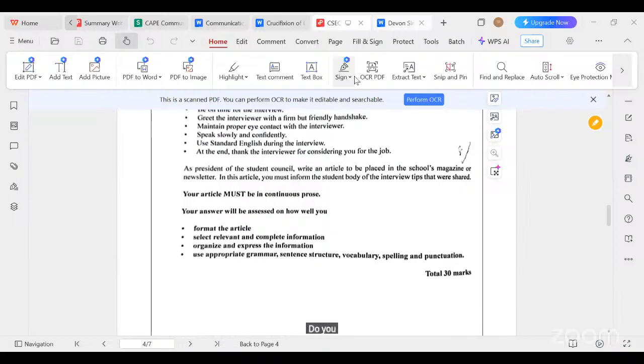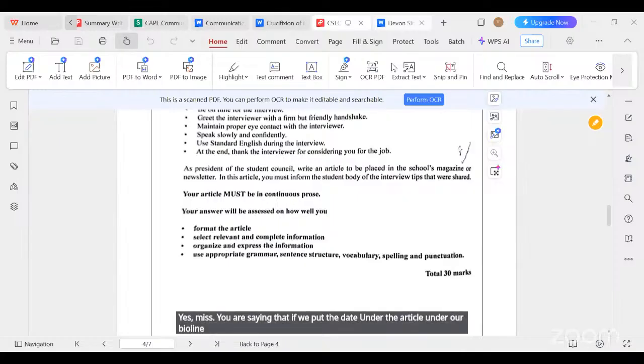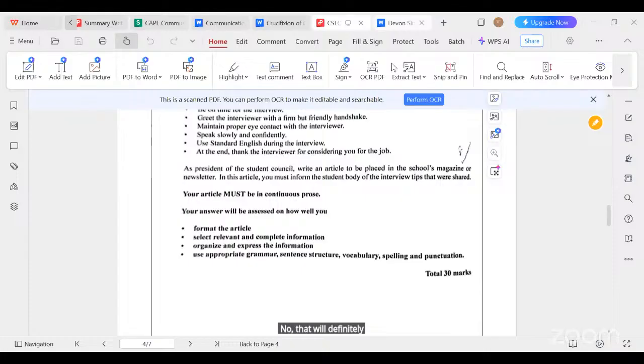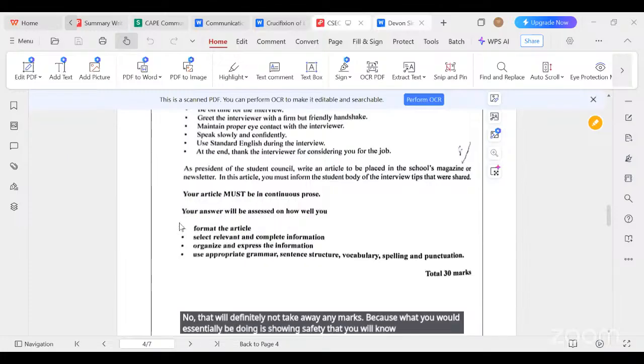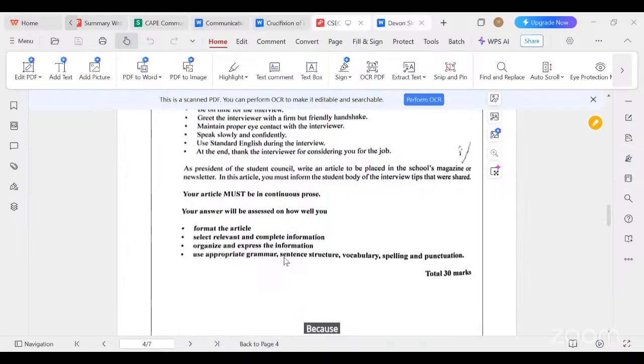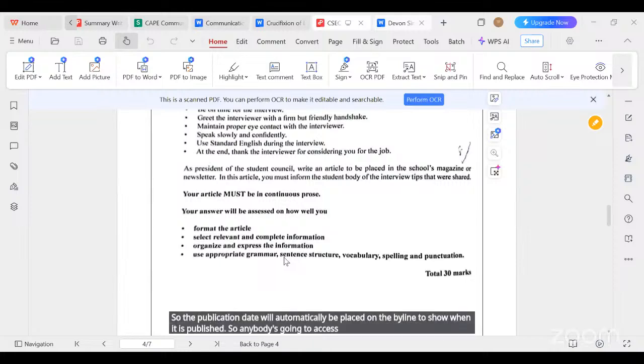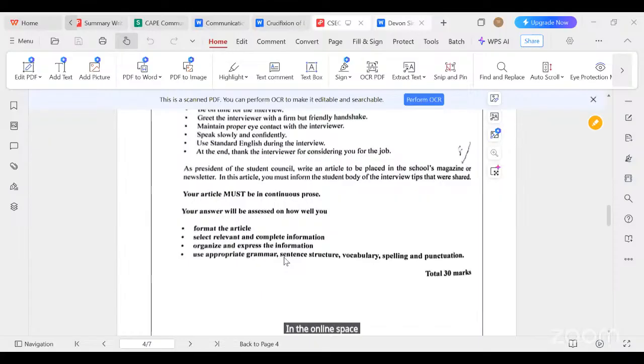Do you understand? Yes, miss. You're saying that if we put the date under our byline, you won't take away any mark? No, they will definitely not take away any marks. Because what you would essentially be doing is showing CXC that you know what the format of an article looks like. Normally it does not become an article until it is published. So the publication date will automatically be placed under the byline to show when it is published, so anybody accessing the article in the online space can access it by the date of publication. So you would not lose any mark if you put the day of your exam under your byline.